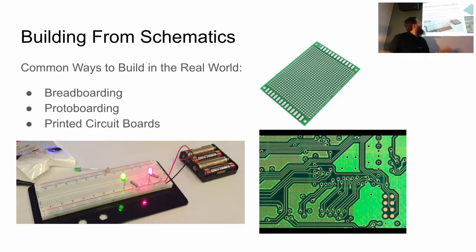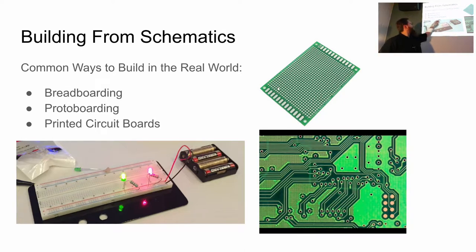The second way is called protoboarding, which is a more permanent way where you solder components onto a board that has conductive metal. There's a bunch of little circles of metal, and you would solder components into them and connect them to each other. I actually have the circuit on a breadboard here without the battery that you can pass around and look at while I'm talking.